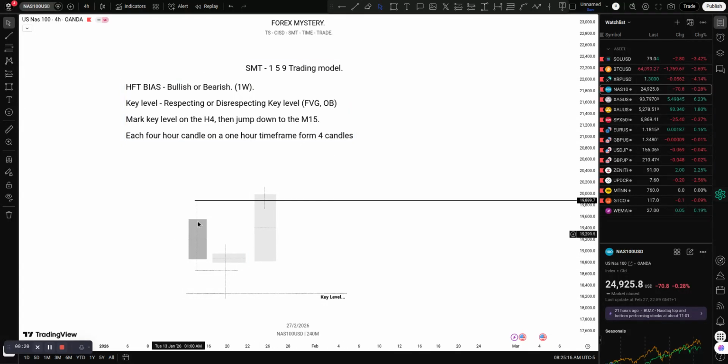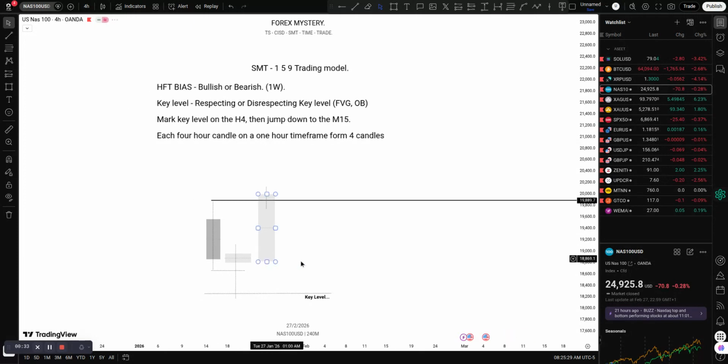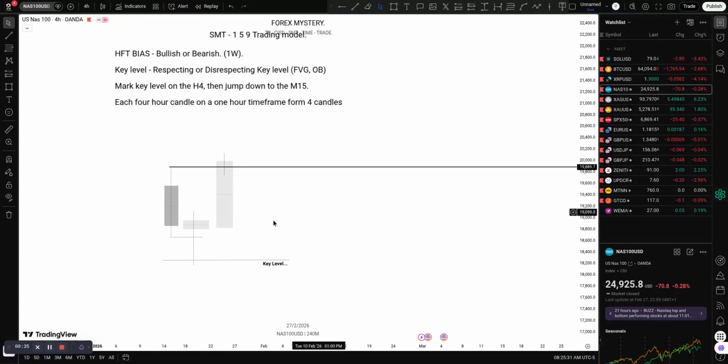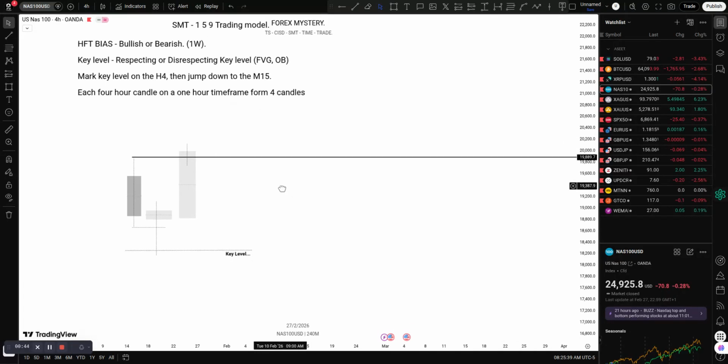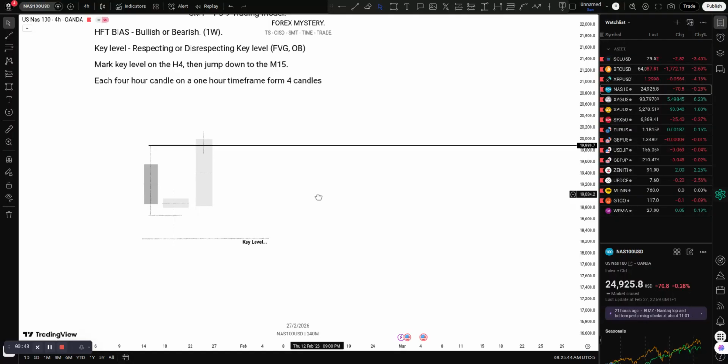You can see this is the 1 a.m., 5 a.m., 9 a.m. This is a basic, fundamental thing that a beginner can utilize, and this kind of model can actually change a beginner's lifestyle. That is number one. Now there are different kinds of 159 models, but like I said, another thing is SMT.